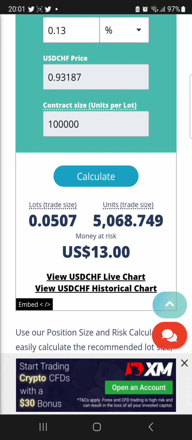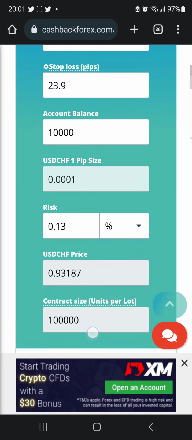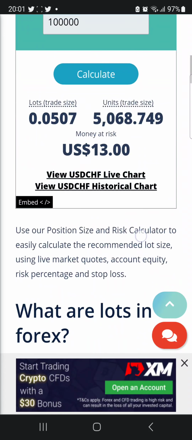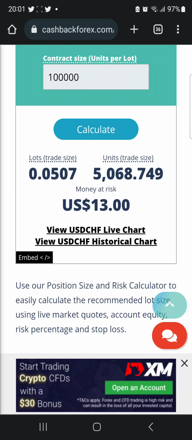Based on this, I'm risking $13 for this particular trade, and for me to risk $13, the lot size I must use is 0.0507. But in forex you can only use the first decimal point. So if I use 0.05 as my lot size to take the trade, that means I'm going to risk just $13 of my money.